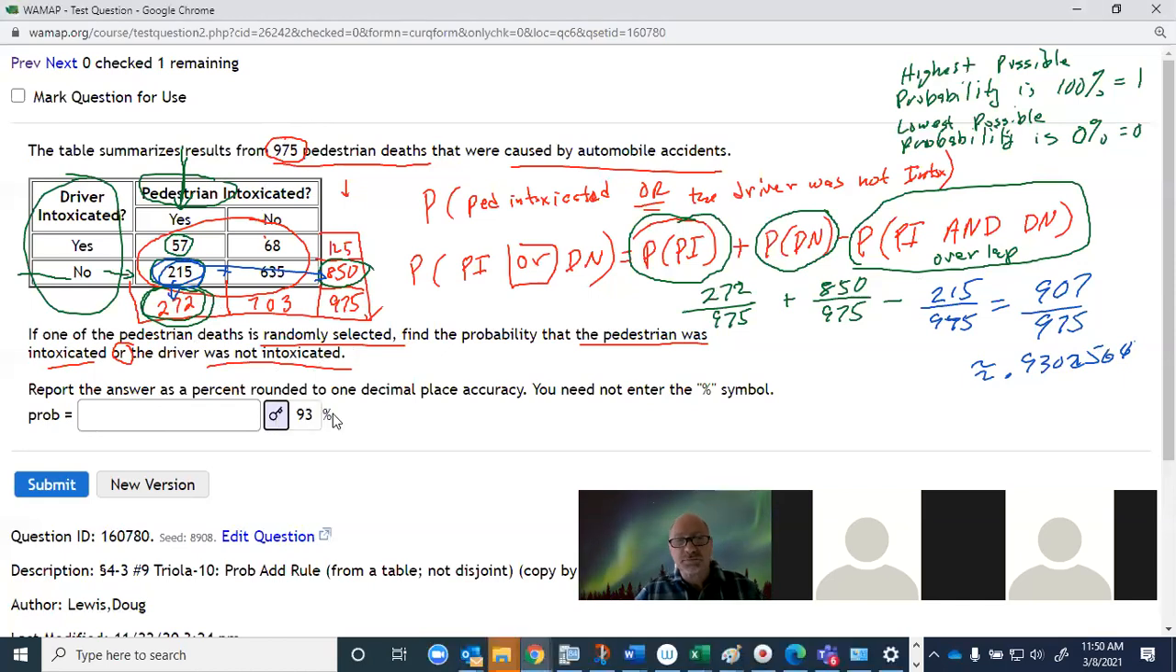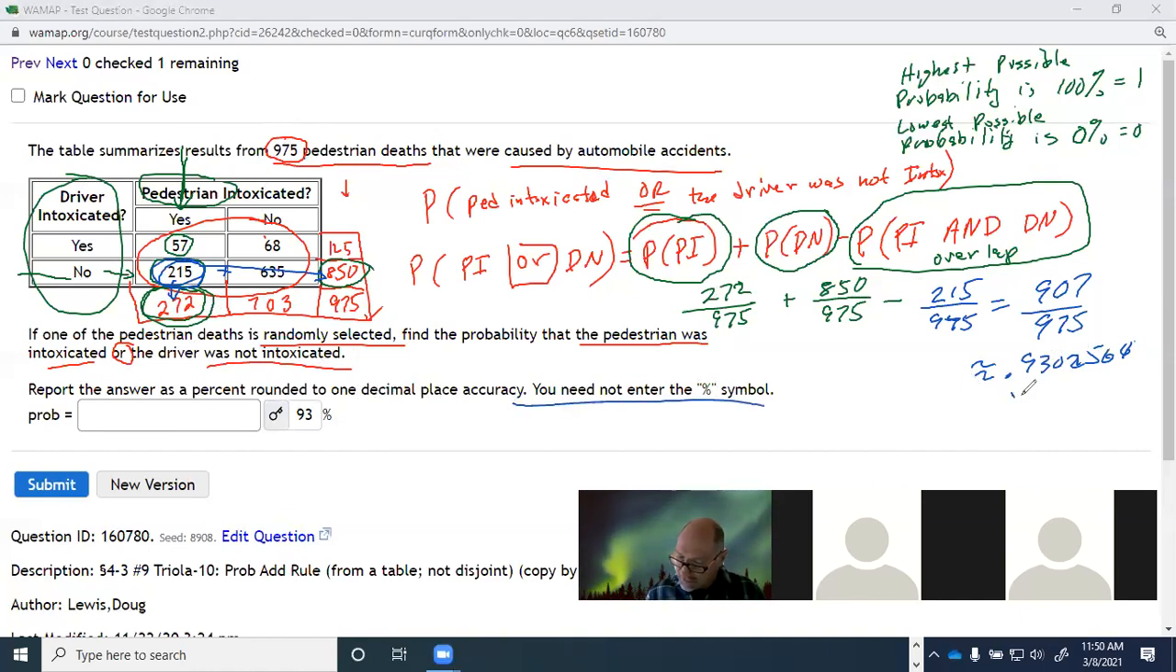Oh, it says a percent. I'm sorry, it does say to report the answer as a percent. So we would have needed to do that. And it says to 1 decimal place accuracy. So you had to multiply this by 100%. I didn't read those instructions, did I? Times 100%. And so that's going to be 93.02564%. And yeah, you can round that off to just 93 then.